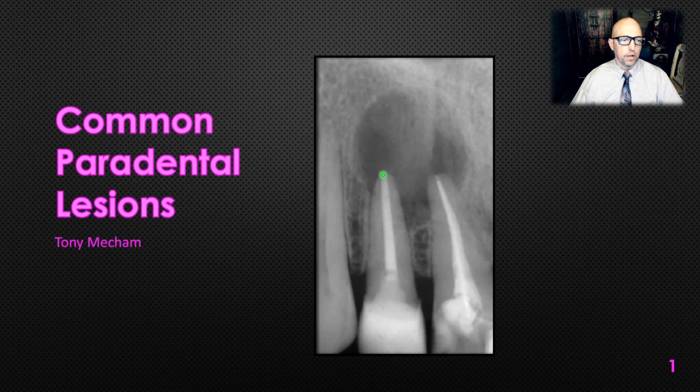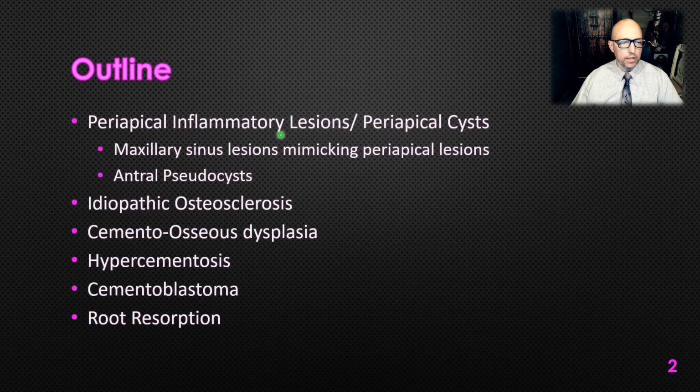This is a lecture on common periodontal lesions, lesions that a dentist is going to see around the dentition pretty much every day. So starting with periapical inflammatory lesions, periapical cysts, then we'll get to dense bone islands, idiopathic osteosclerosis, cemento-osseous dysplasia. You won't see these every day, but they are more common than other types of lesions that we'll get to later in the course. Hypercementosis, cementoblastoma, and root resorption.